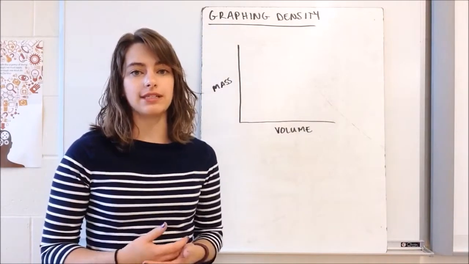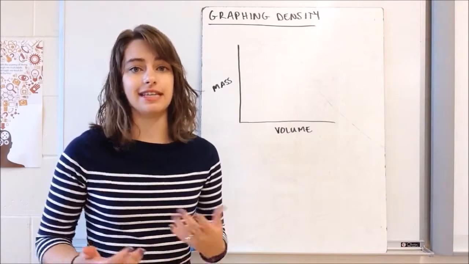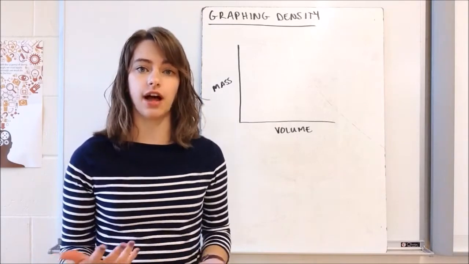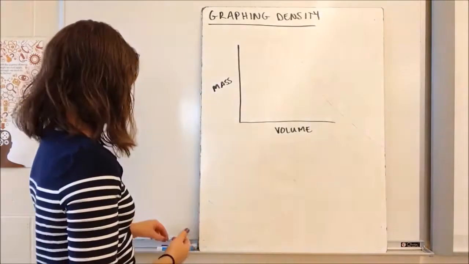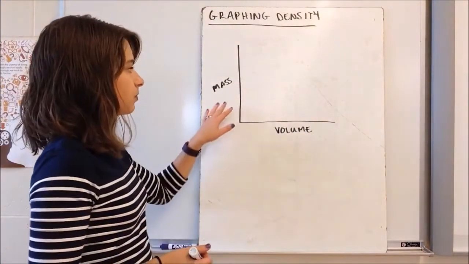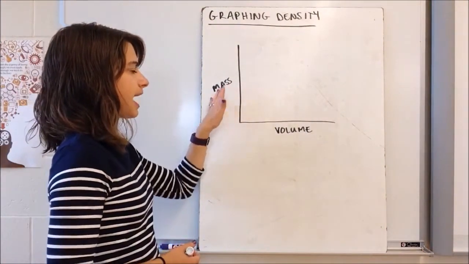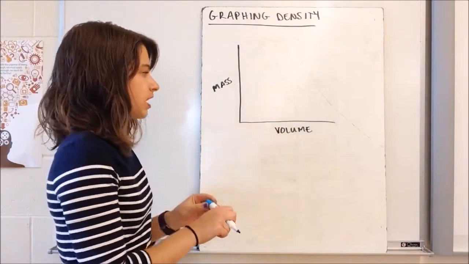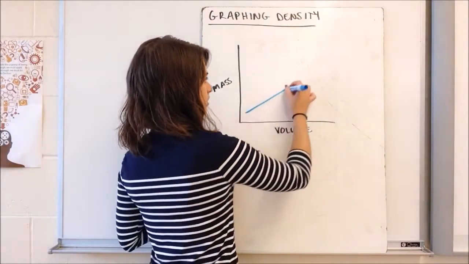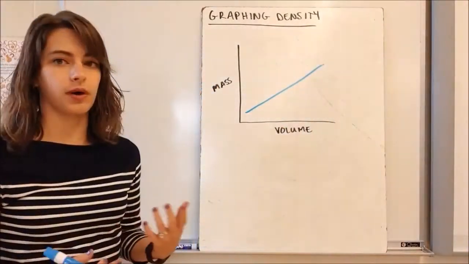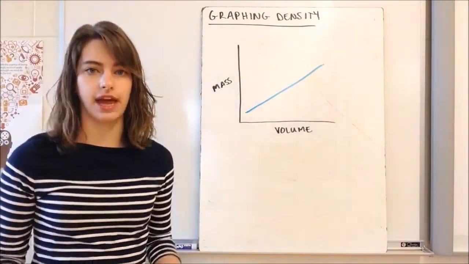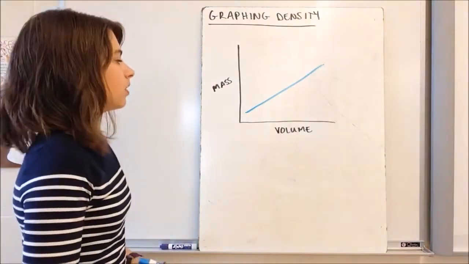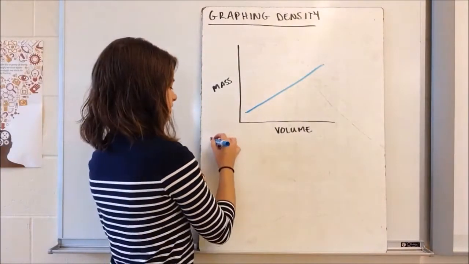So we won't always get just a set of density data. Sometimes we'll see a graph of density, and we collected something similar in lab. When we graph density, we always do mass on the y-axis and volume on the x-axis. And so we get a line to represent our density. Now, what about that line represents density? Well, we know that density is mass over volume.